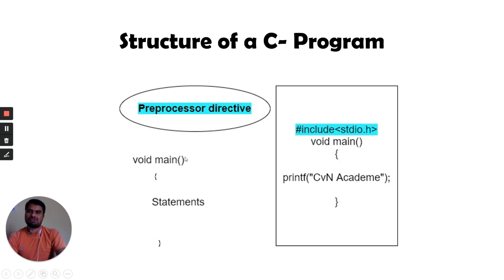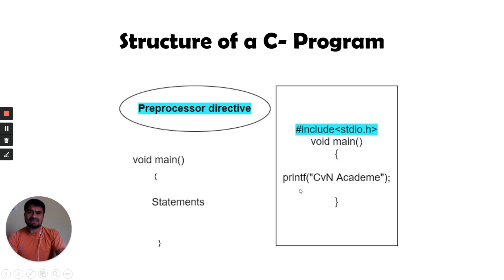Void main. Here the flower brace, which we call flower brace or curly brace, is nothing but the start of the program. And then statements, whatever statements pertain to the example or the program, have to be included here. Just printf cvn academy. How are we going to write this printf? Small bracket, double quotes, the content which you need to print. Again, it has to end with a double quote. Close the bracket, and this is called a semicolon. And finally, again, one more flower brace or curly brace. It means end of the program.